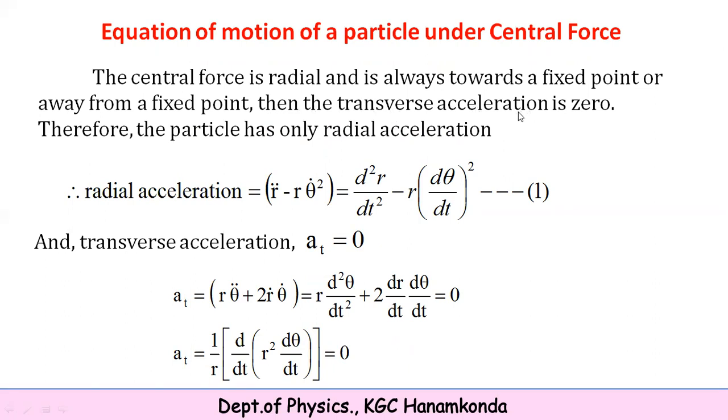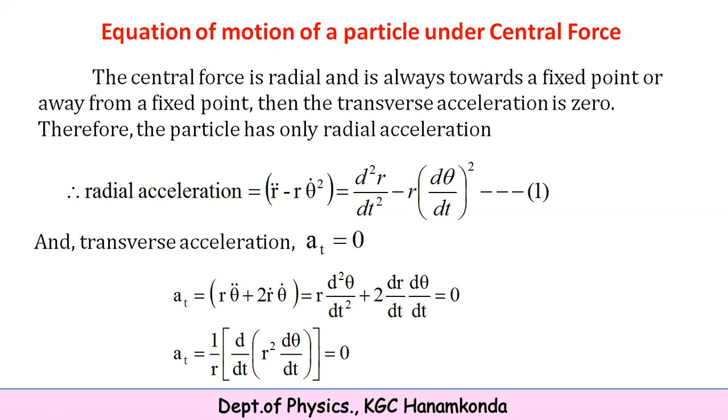The transverse acceleration of the particle is 0 when the particle is moving under the influence of central force, because central force is along the radial vector. Therefore, the particle possesses only radial acceleration. The particle does not possess transverse acceleration.